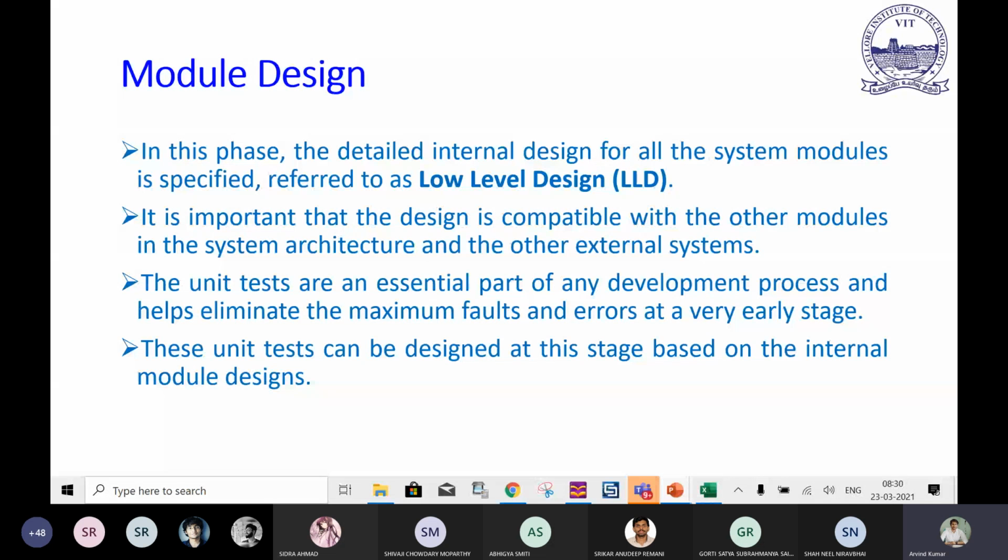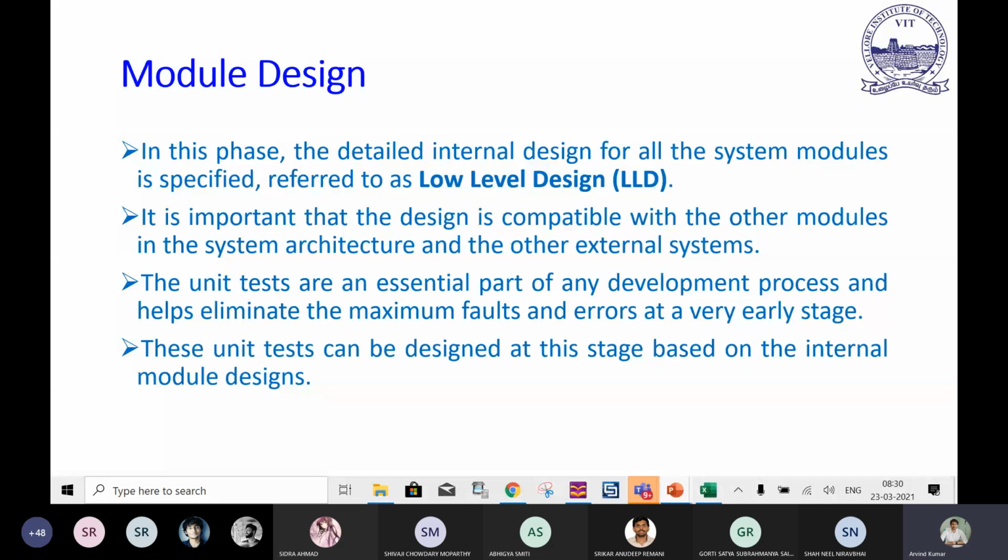Unit tests are an essential part of the development process and help to eliminate the maximum faults and errors at an early stage, because each step or each phase is tested separately. So there are no chances or fewer chances to carry the error to further stages. These unit tests can be designed at this stage based on the internal design module.